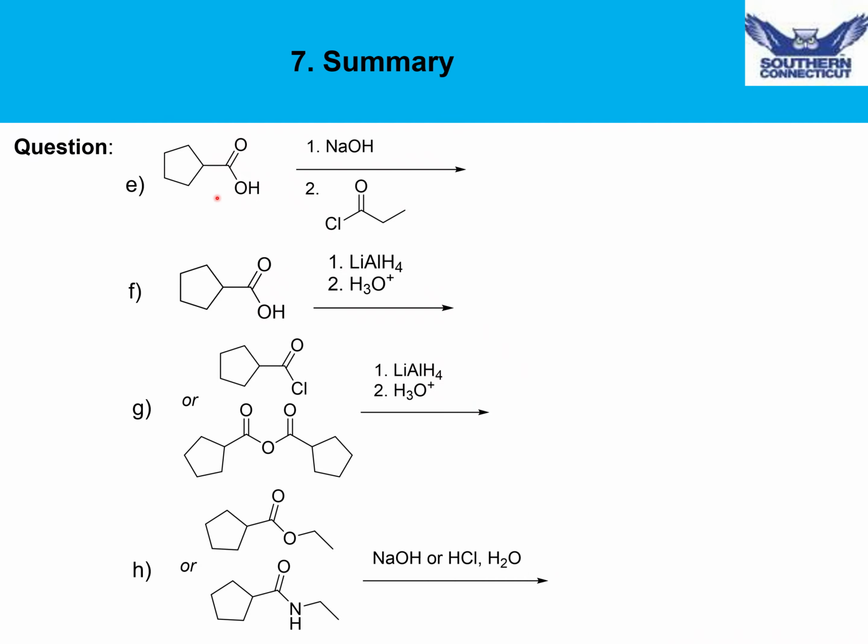If we add a carboxylic acid to a base, we're going to deprotonate that carboxylic acid, which will make it into a better nucleophile. And then in this reaction, we're adding an acid chloride as an electrophile. In the next reaction, we're adding lithium aluminum hydride to a carboxylic acid. In the next reaction, letter G, we're reacting lithium aluminum hydride with an acid chloride or an acid anhydride. And then lastly, adding acid or base and water to an ester or an amide.